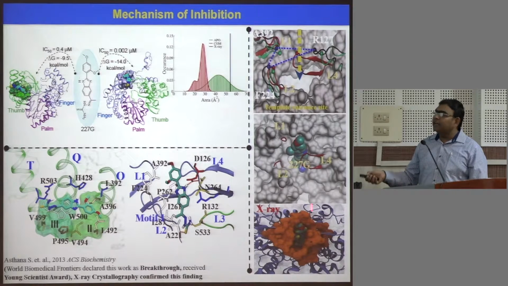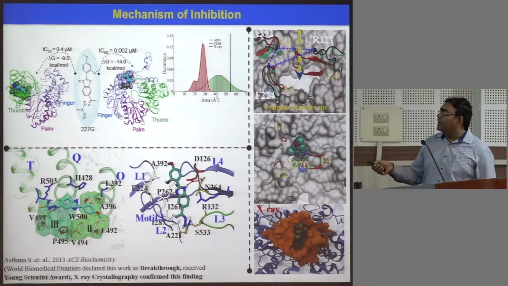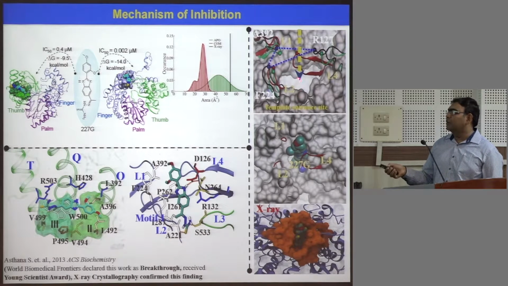What happens? RNA is not able to enter. When RNA is absent, there is no polymerization. So we propose that this could be a possibility: when the RNA template is not able to enter into the pocket, the RNA polymerization will stop, and because of this reason, maybe 2,2,7-G is more potent.